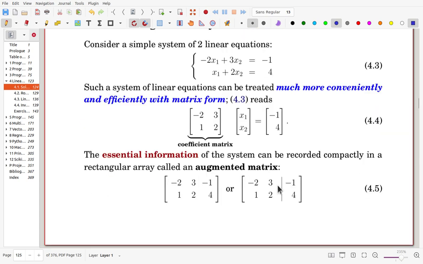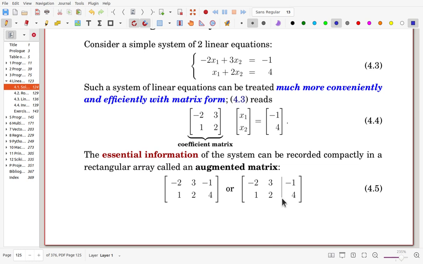Now, from this one, we may try to get the essential information of the system: this coefficient matrix and the right side. We put them together to make the augmented matrix. So, matrix and right side. To indicate it is an augmented matrix, sometimes we put a vertical line or a vertical dashed line.